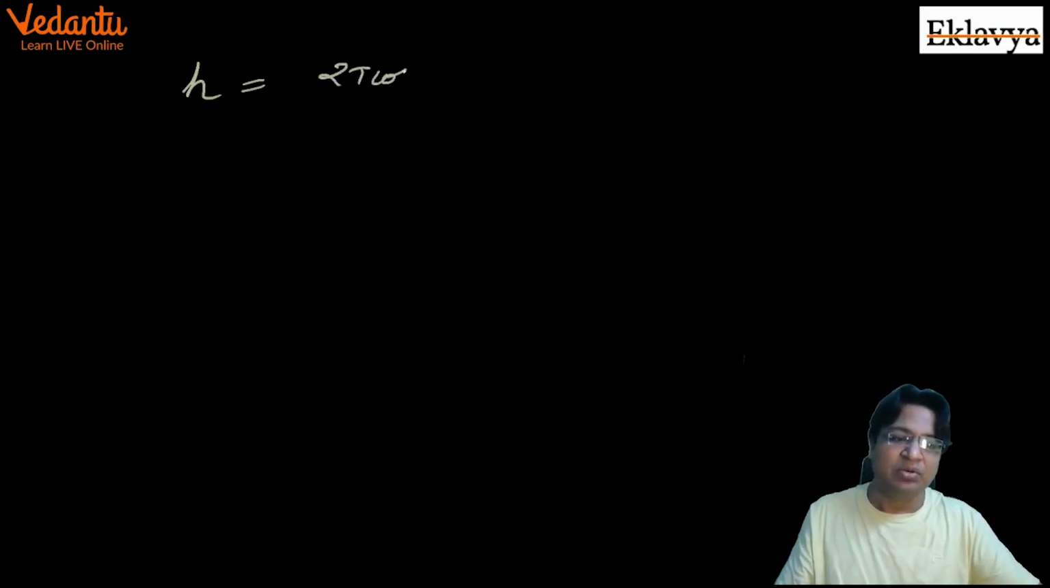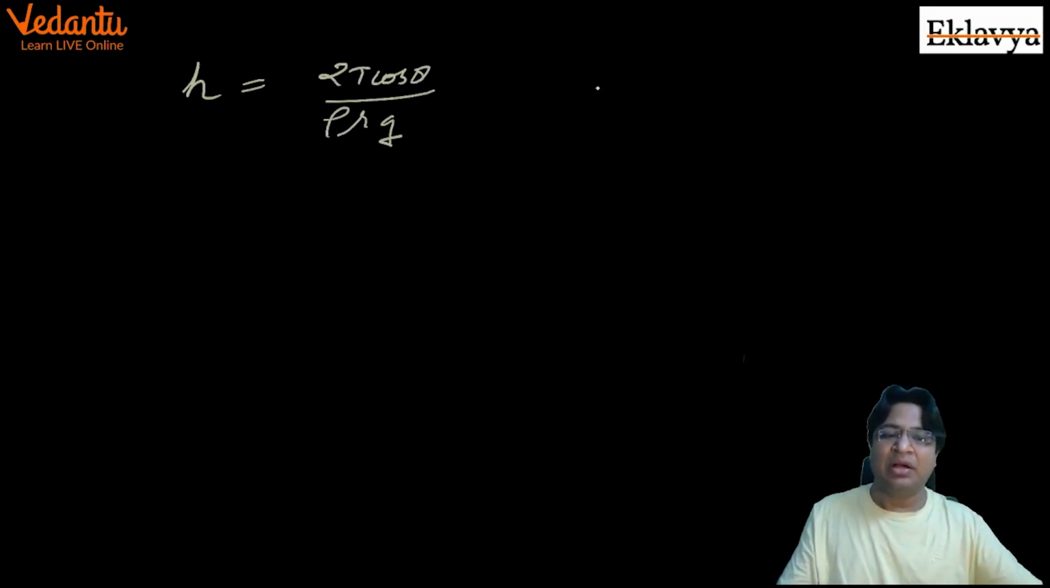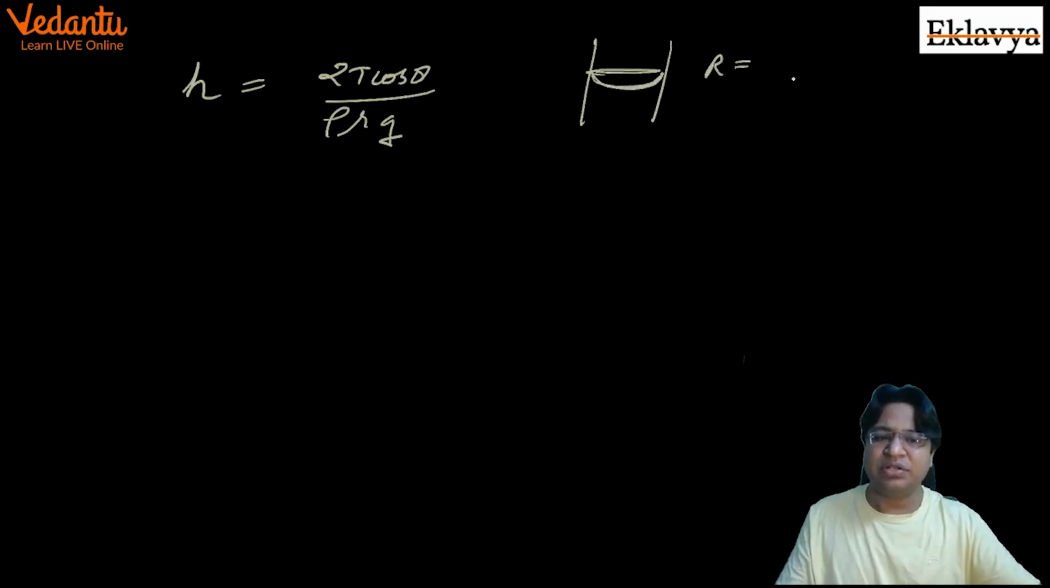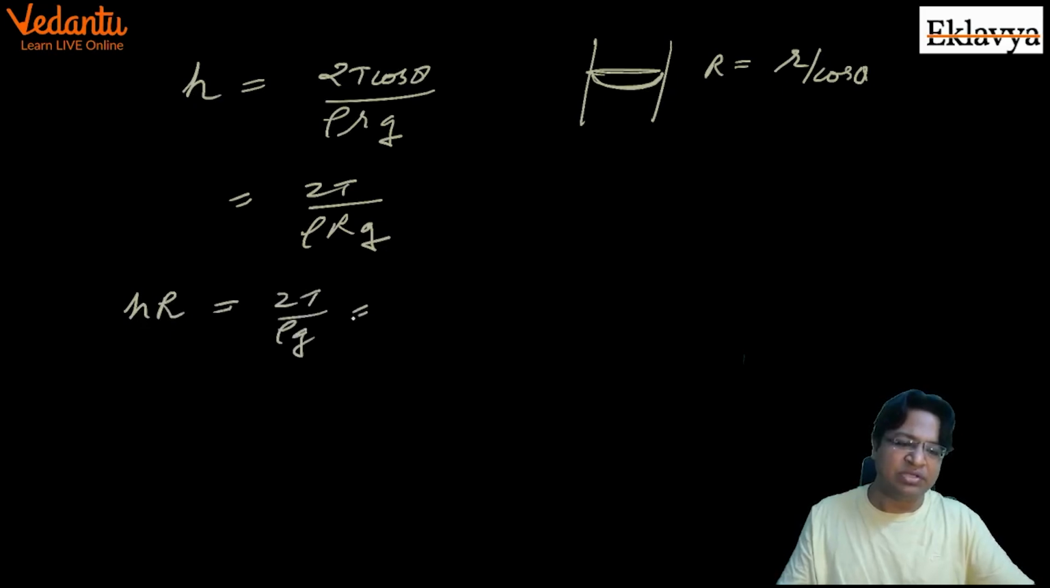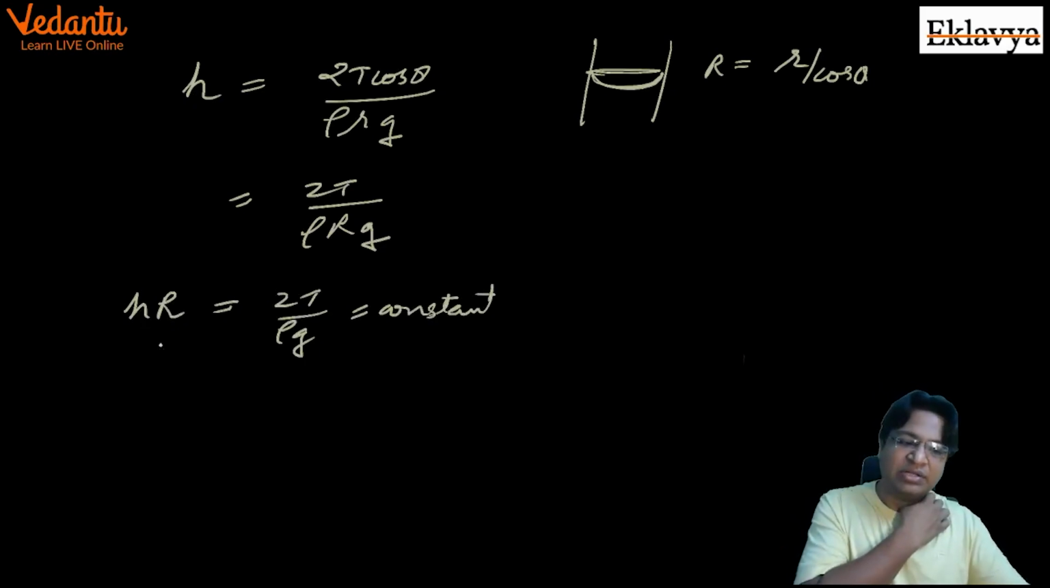Now, guys, the formula that is going to be used here is that the height that the liquid rises in the capillary tube is given by 2T cos theta by rho r g. And then there's another thing, the radius of curvature of the meniscus. This radius of curvature is r by cos theta. So this can also be written as 2T by rho g, and then it becomes h into R equal to 2T by rho g, which is a constant. So when the tube is of insufficient height, then this is the equation that we are supposed to use.